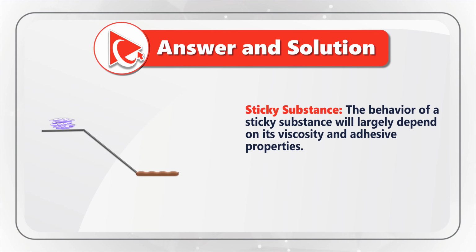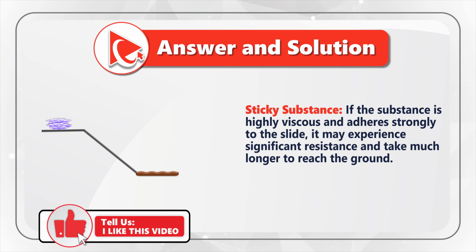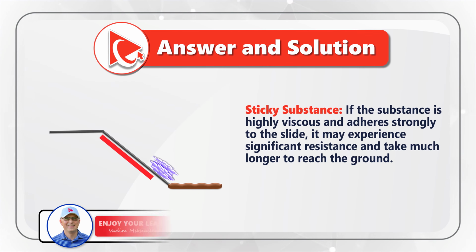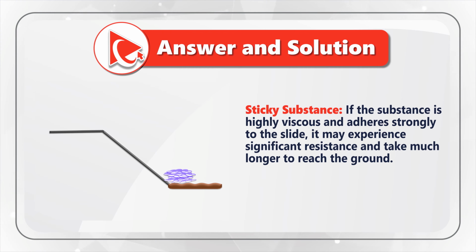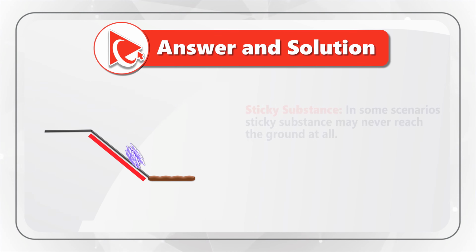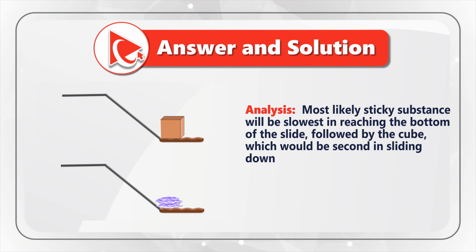But at the same time, the sticky substance may move even slower, because the behavior of a sticky substance will largely depend on its viscosity and adhesive properties. If the substance is highly viscous and adheres strongly to the slide, it may experience significant resistance and it will take much longer for it to reach the ground. In some scenarios, depending upon viscosity, the sticky substance may never reach the ground at all. Based on this, I think most likely the sticky substance will be the slowest in reaching the bottom of the slide, followed by the cube, which would be second in sliding down.